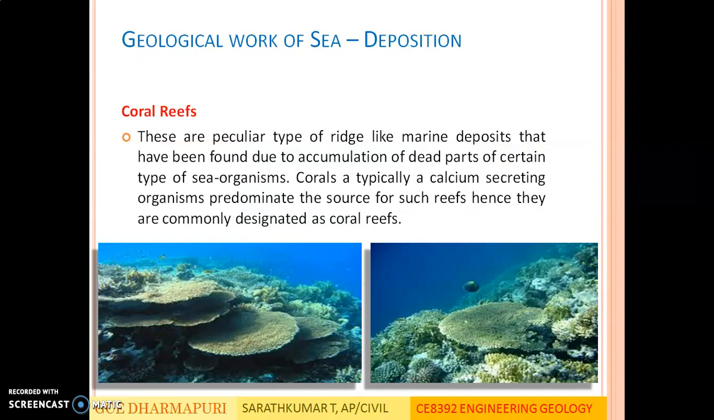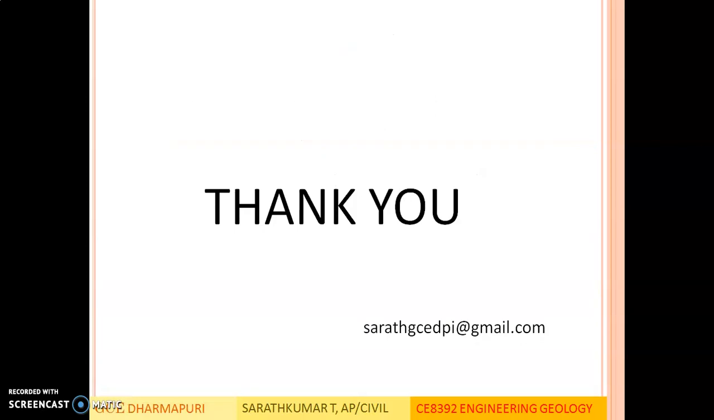Geological work of sea: deposition. Coral reefs. These are a peculiar type of ridge-like marine deposits that have been formed due to accumulation of dead parts of certain types of sea organisms. Corals are typically calcium-secreting organisms, the predominant source of such reefs, hence they are commonly designated as coral reefs.